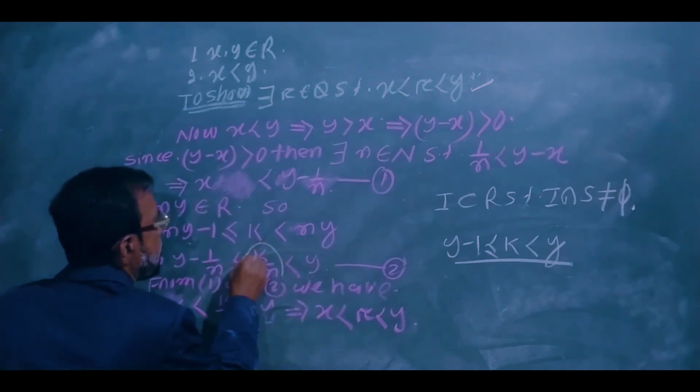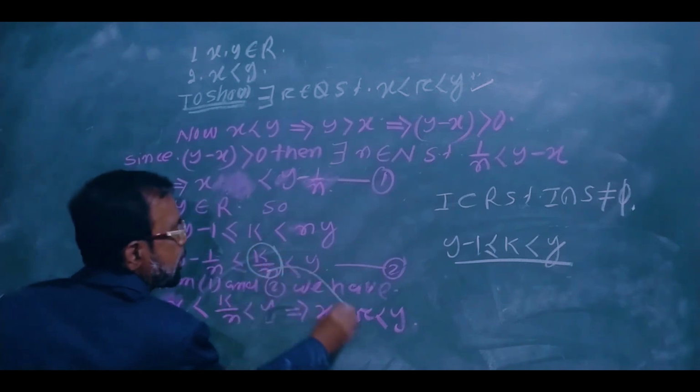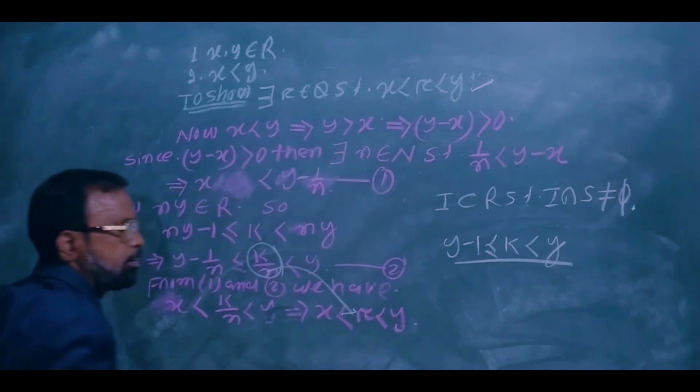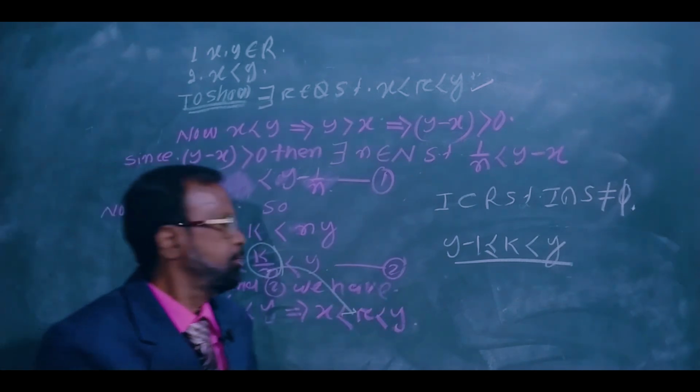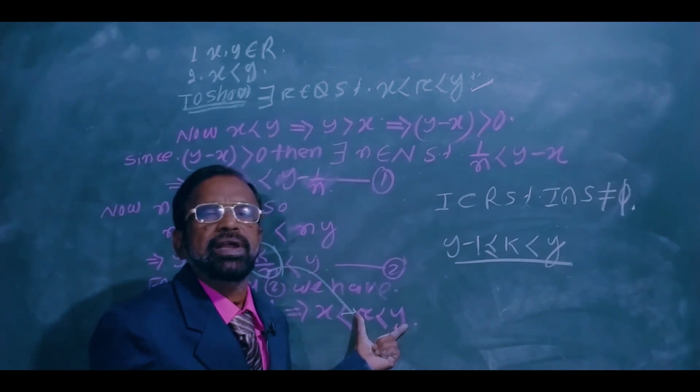This is the form of a rational number. Suppose that rational number is equal to r. That means x is less than r is less than y. Between any two real numbers, there must exist a rational number. This is called the rational density theorem.